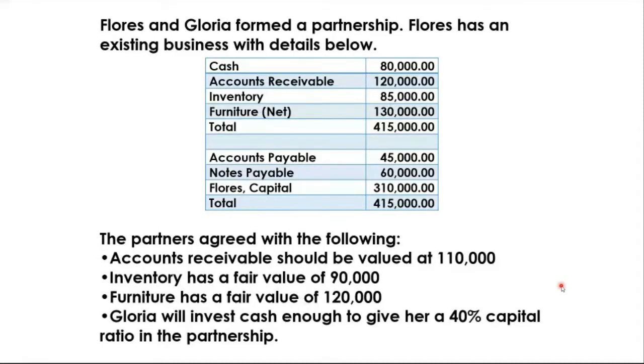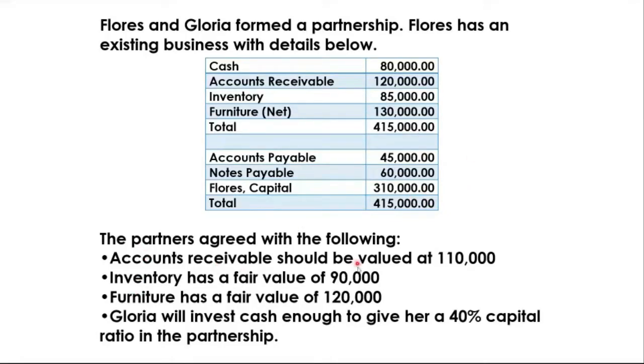Scenario number 2 pertains to Flores and Gloria. Flores is a sole proprietor with an existing business, and Gloria is the individual who wants to join the partnership. Given these are the information for Flores, and these are the adjustments. Afterwards, Gloria will be investing. What are the items found in the books of Flores? We have cash, accounts receivable, inventory, and furniture, giving you total assets of 415,000. The liabilities and equity contain accounts payable of 45,000, notes payable, and Flores capital of 310, giving you a total of 415,000 also. So that's already equal.